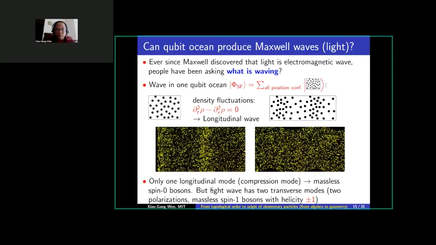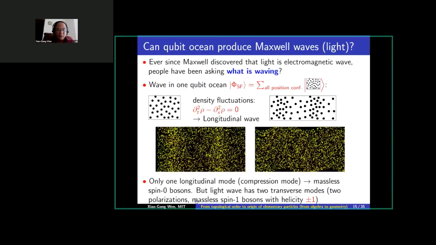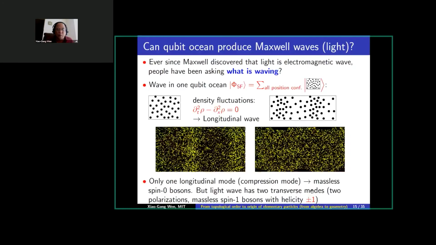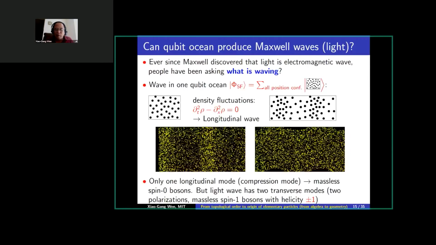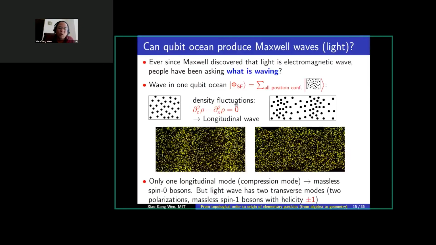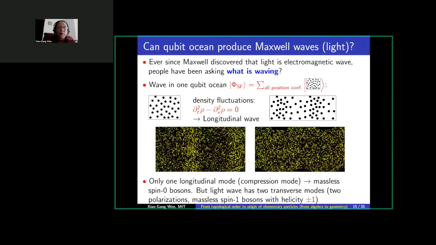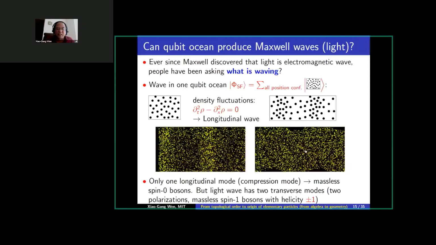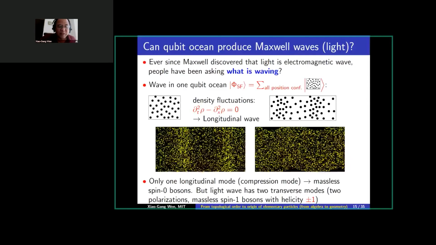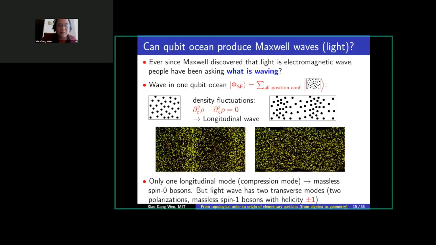But light or a photon is a massless spin one boson with a helicity plus or minus one. It has only two components. So the light wave has only two polarizations. Okay. So this is a wave and a wave equation, but the wrong equation. So this kind of wave is something, but not a light wave, not a Maxwell wave.